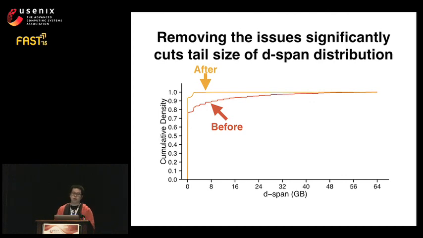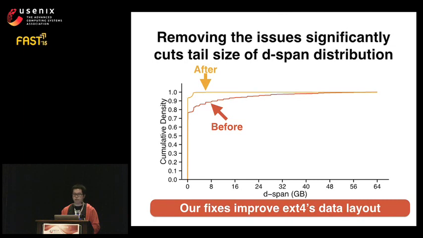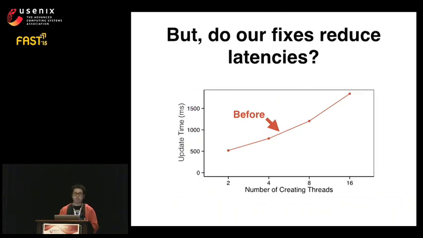X is the disk-span, Y is the cumulative density function. We can see that after our fix, the curve has a much smaller tail. So we do improve the ext4 data layout. But does our fix reduce latency?